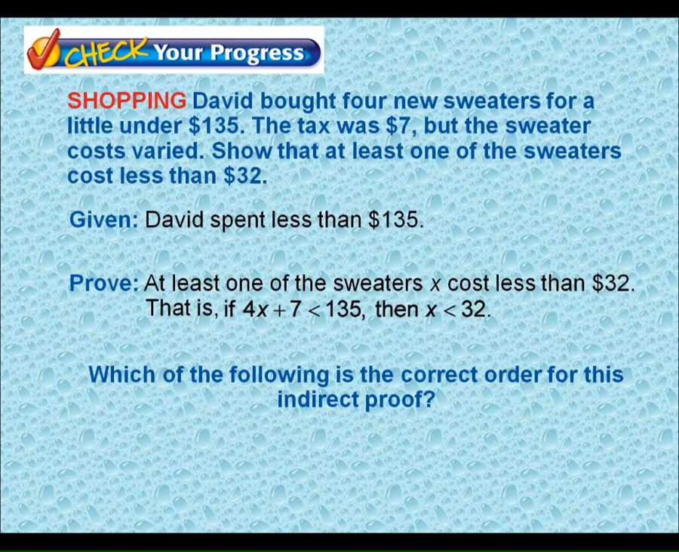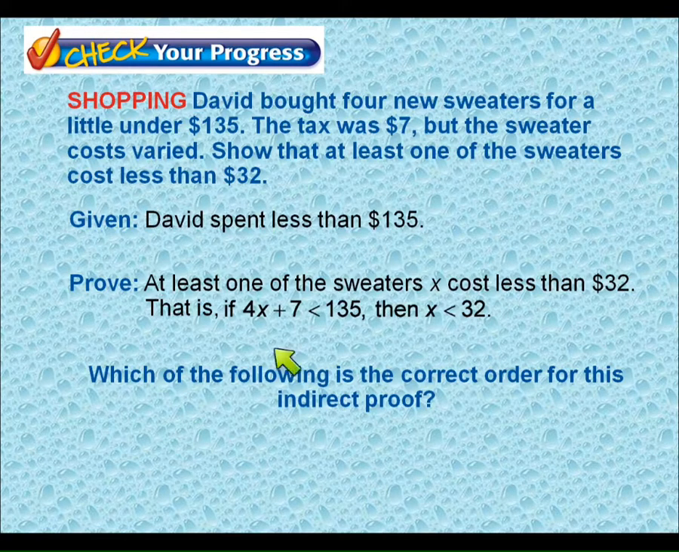Let's look at one more algebraic. We're going to correct the order here. You don't need to write this one down necessarily. It's kind of long. It says this guy bought 4 new sweaters for under $135. Tax was $7. But the sweater costs varied. Show at least one of the sweaters was less than $32. So what we're given is that he spent less than $135. And we're trying to prove at least one of the sweaters, we'll call it X, was less than $32.